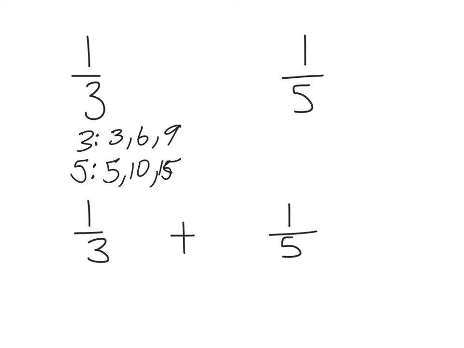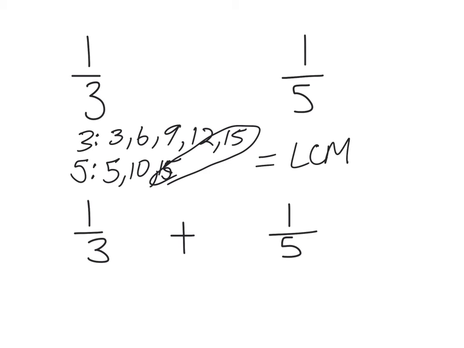That's because if I kept writing my 3's, my next one would be 12, but then the one after that would be 15. And so now I have a common number on both lists, or I have found what's known as the least common multiple or the least common denominator. And in that case, it's 15. So that's a really easy skill as long as you know your multiplication facts. If you don't know your multiplication facts, you're going to be in trouble here. You're not going to be as successful as some of your classmates that do know them. So let's practice it again.